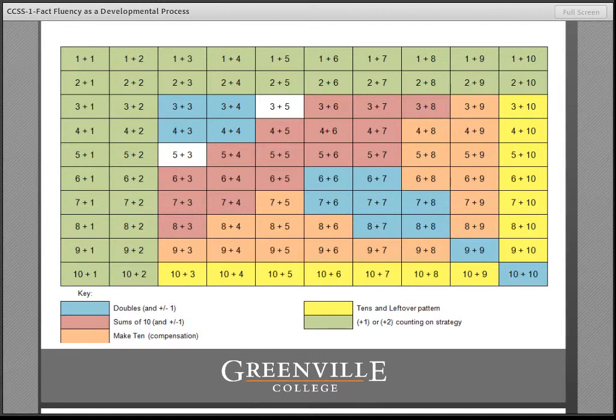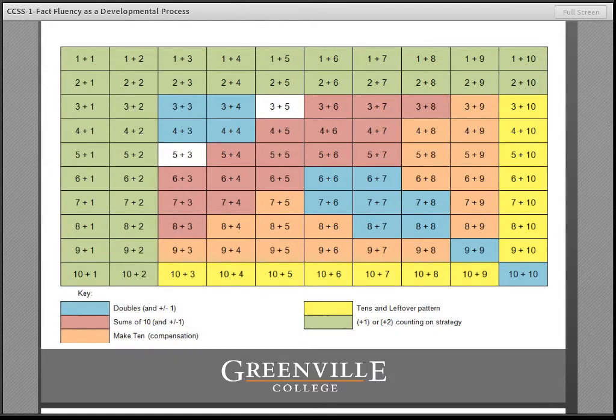The blue facts are doubles or near doubles. If they combine the doubles facts, which they should know really well, with the count on 1 strategy, then they can know even more facts. So you can turn a hard fact into an easier one. The red and the orange facts together relate to the make 10 strategy. The red ones are also make 10, it's just that it's like a sum of 10 plus 1. And the orange ones you have to do a little more decomposing.